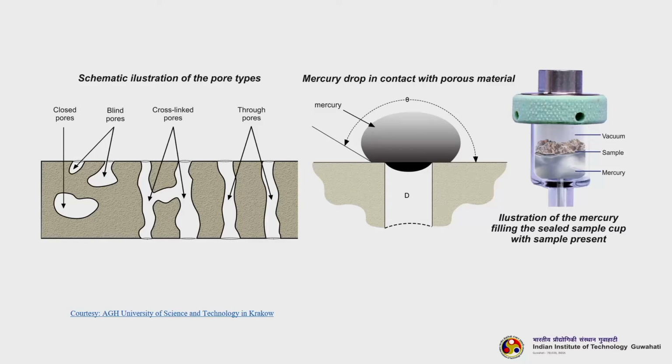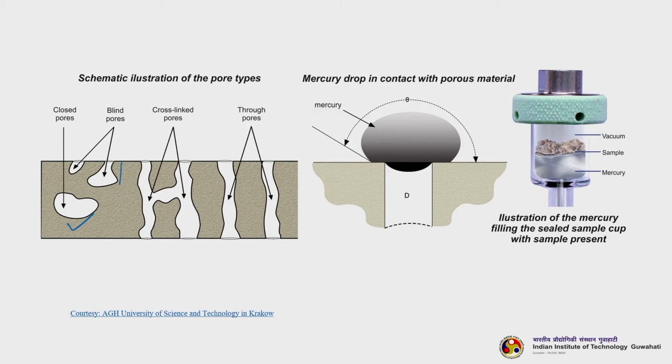So, this is a schematic illustration of the different types of pore. We have never discussed something called a closed pore. You can see this is a closed pore. A closed pore is a pore inside the membrane material, but it has no openings either to the upstream side or to the bottom side. Then we have blind pores. These blind pores are nothing but dead end pores.